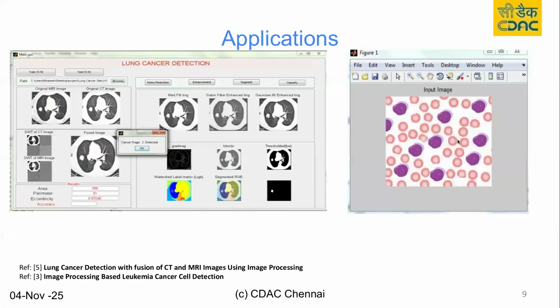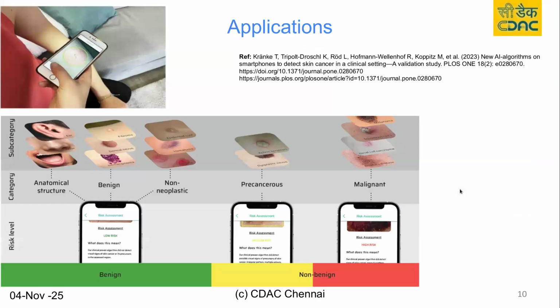And in cancer microscopic image detection, we can do leukemia detection. Leukemia cells are in different colors, so that is another area where AI is predominant. And there is an Apple app for skin cancer detection.